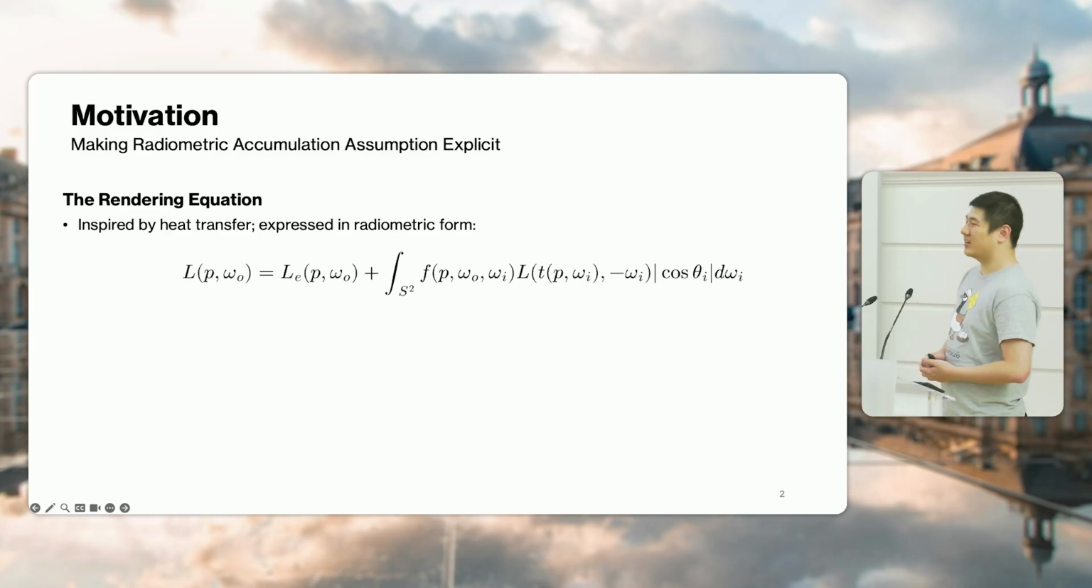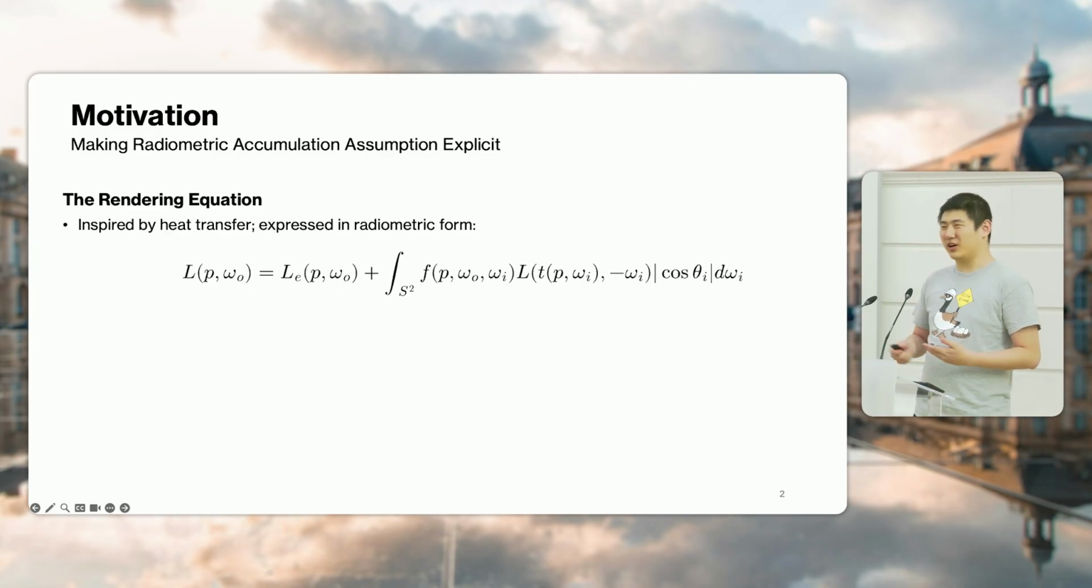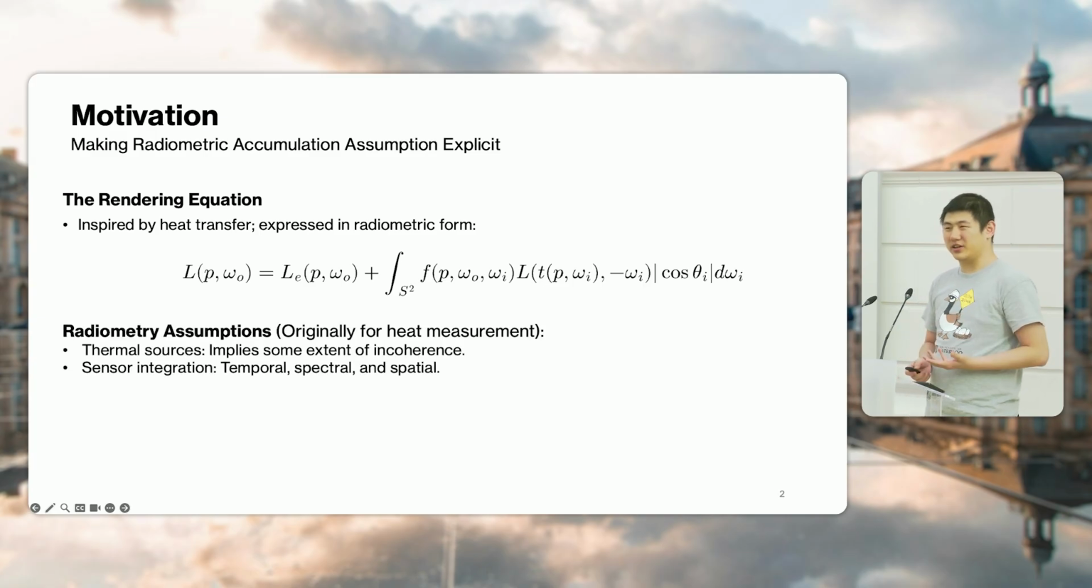What we see here is the rendering equation. We are familiar with that, and it's inspired by heat transfer. And this is the equation expressed in the radiometric form. Radiometry was initially used to measure heat. And now we have two keywords, measurement and heat.